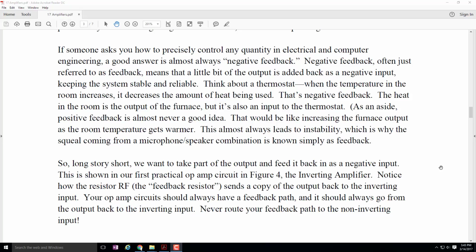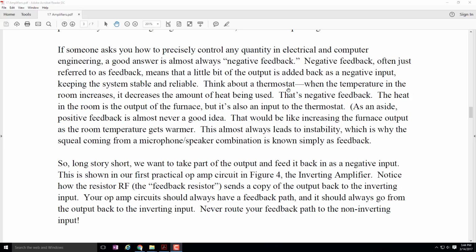Negative feedback is one of the miracles of electrical and computer engineering because it causes the system to be very stable and very reliable. You simply take a little bit of the output and you add it back in to the input with a negative sign. A good example of this is a thermostat. As the furnace or the heater is running, it causes the temperature in the room to increase, but then that causes the heat to be decreased. So as the temperature in the room increases, the thermostat is a sensor that causes the heat itself to decrease. So that's negative feedback. The heat in the room is the output of the furnace, but it's also the input to the thermostat. So we have a feedback loop.